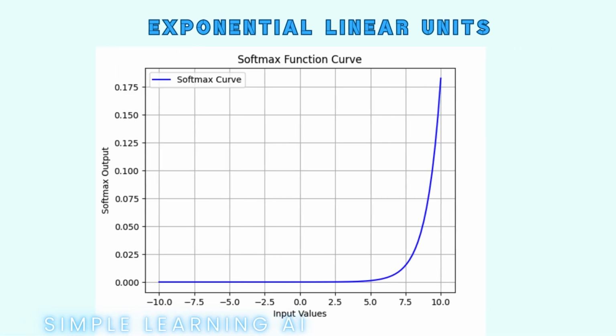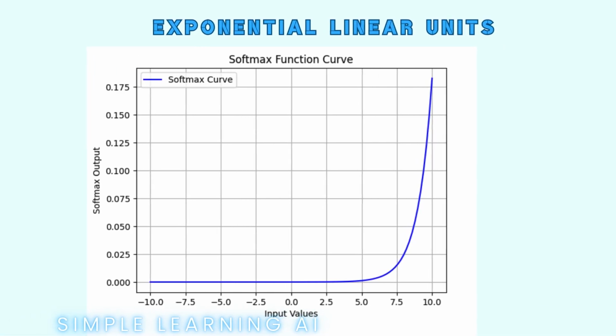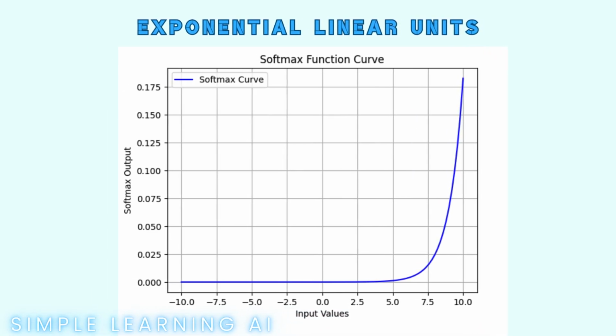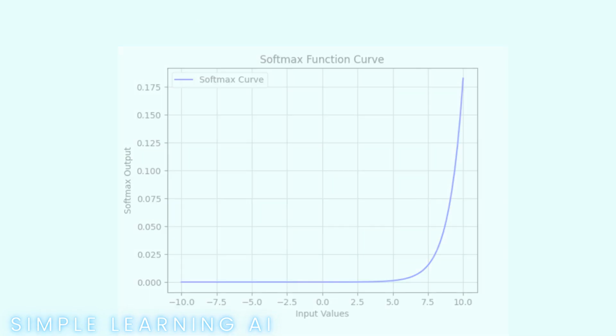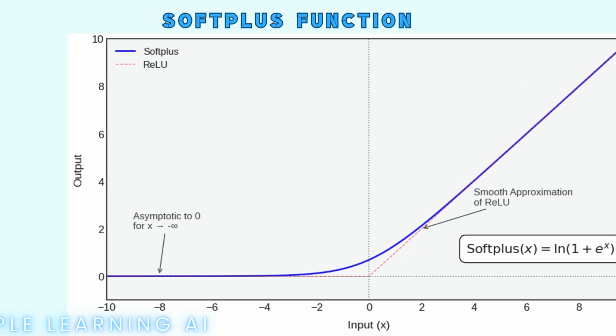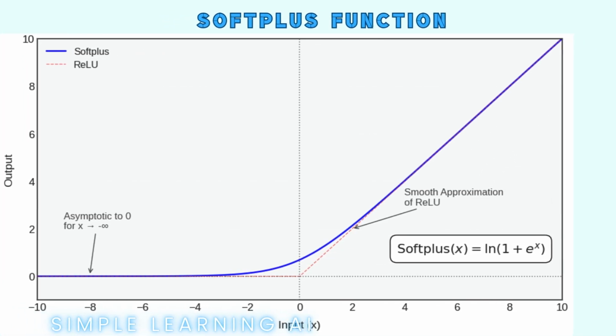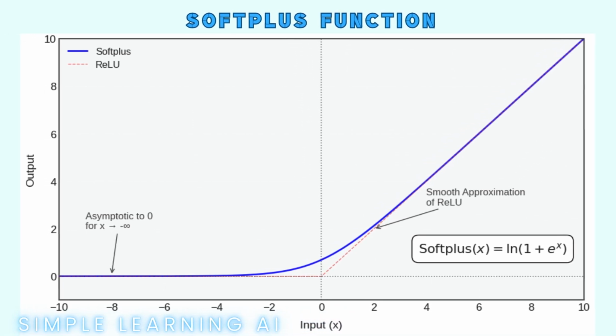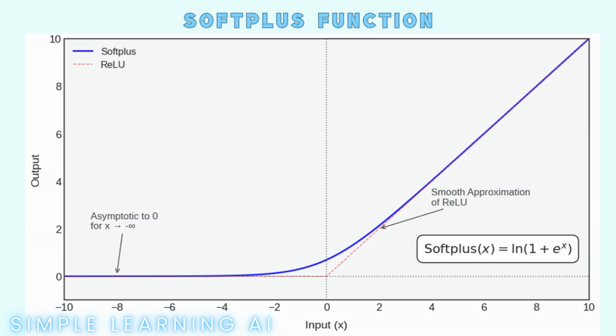Softmax function is designed to handle multi-class classification problems. It transforms raw output scores from a neural network into probabilities. It works by squashing the output values of each class into the range of 0 to 1, while ensuring that the sum of all probabilities equals 1. Softplus function is defined mathematically as this. The equation ensures that the output is always positive and differentiable at all points, which is an advantage over the traditional ReLU function.